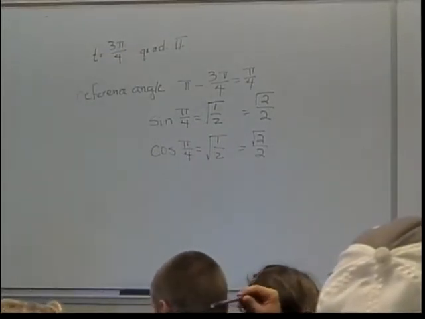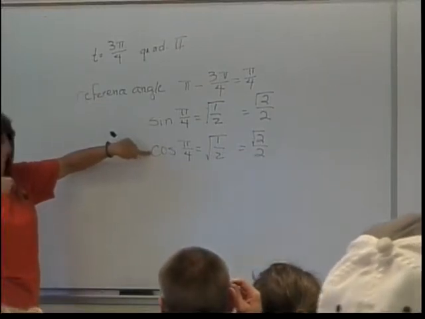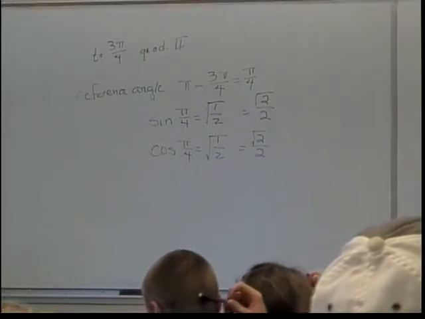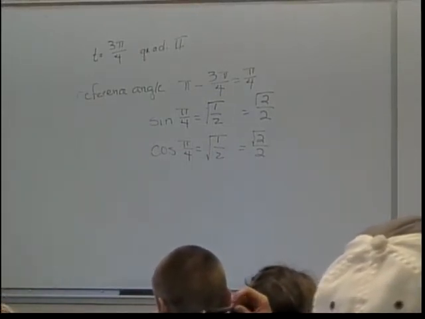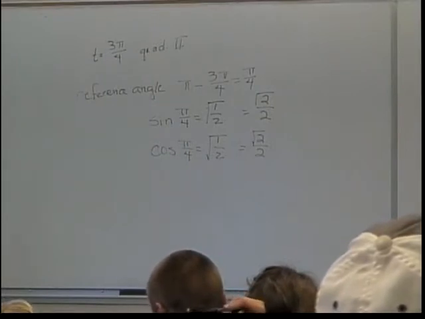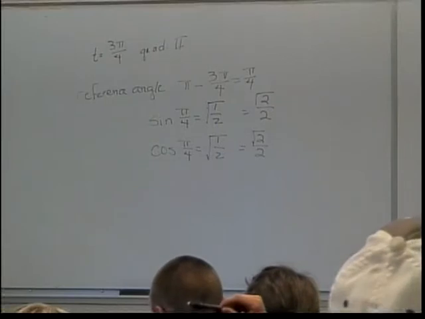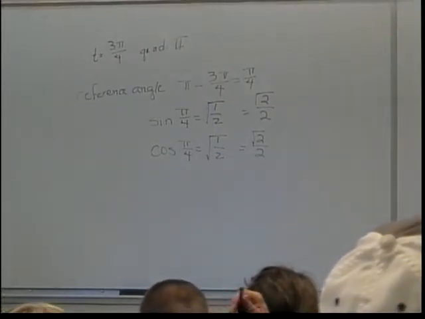The cosine is generally the x-coordinate, yes? So something related to the square root of 2 over 2 is going to go in here. And it needs to be negative because, why? I'm in quadrant 2 and x-coordinates are negative in quadrant 2. So this would be negative square root of 2 over 2 for the x-coordinate.